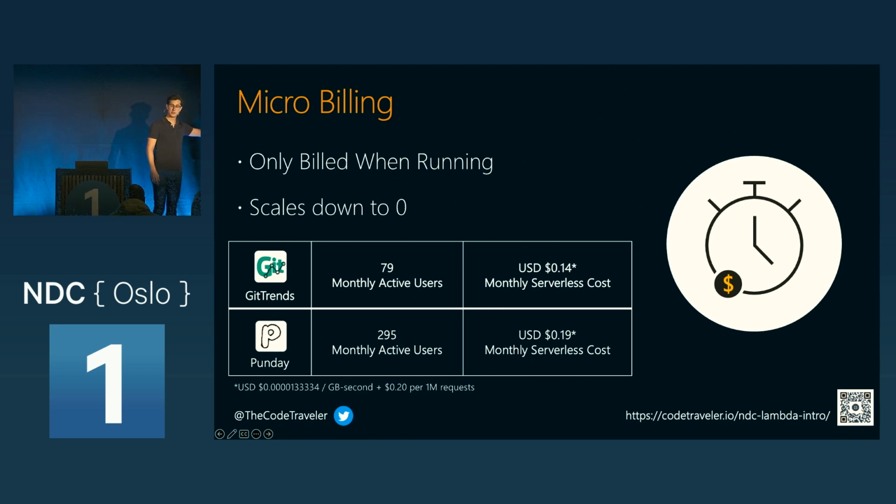I've got a couple hundred monthly active users, and I pulled these numbers from my bill. These are my real serverless costs. So for Git Trends, it was about 14 US pennies per month. And for Pun Day, about 19 pennies per month. So very, very affordable, especially since these apps are totally free and I don't make any money off them. And in the fine print down here, I don't know if we can read it in the back, but the billing rate is $0.00001 per gigabyte second. So you get a lot for free when you're using serverless. So highly, highly recommend it.